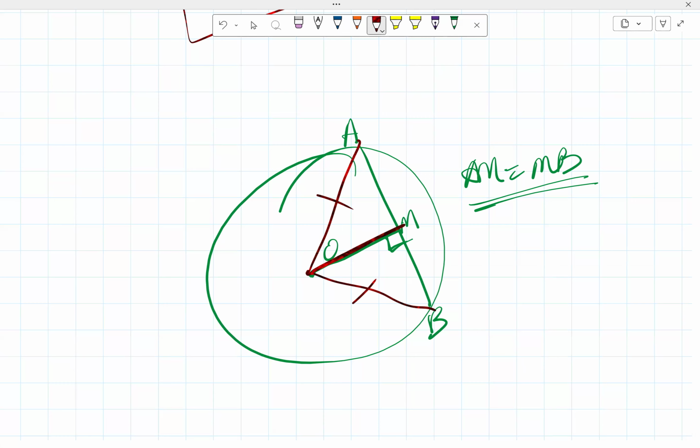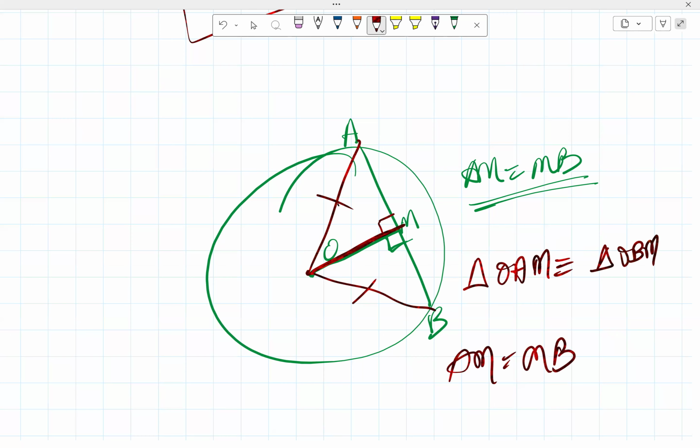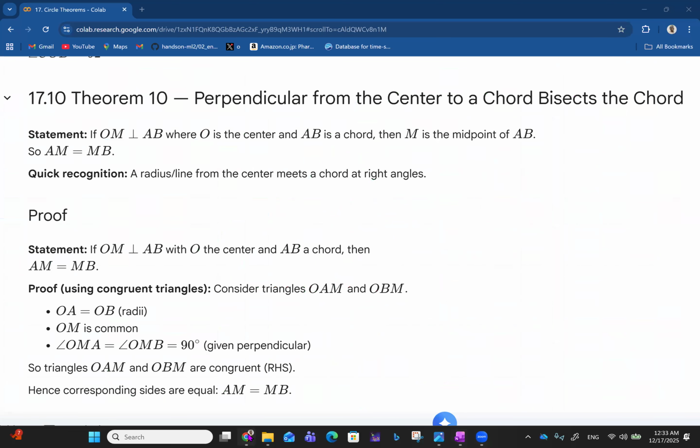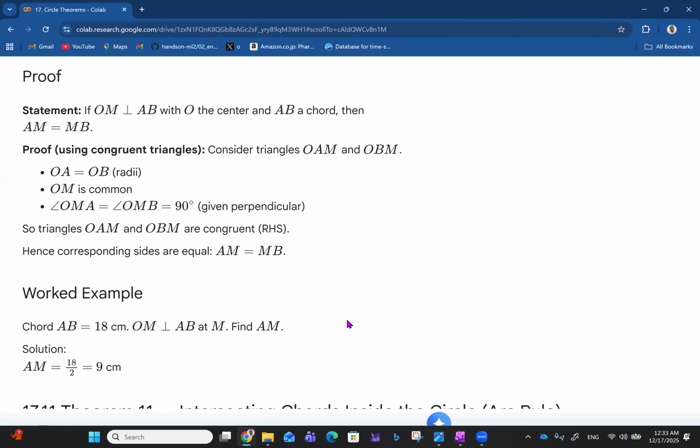And of course we know this is 90 degrees, given from the beginning. So we're saying that triangle OAM is similar to triangle OBM. And if that is the case, this side is equal to this side, and this side is equal to this side, so automatically AM is equal to MB. And the logic is established. So the worked example is easy.